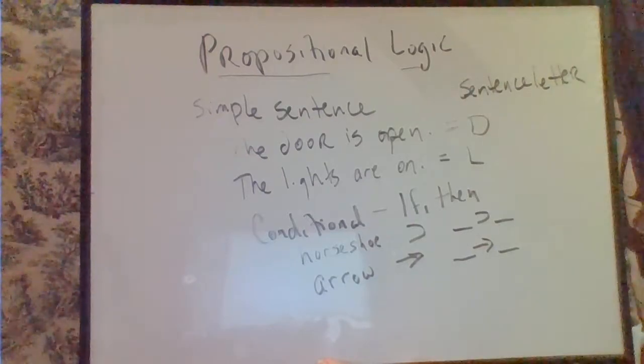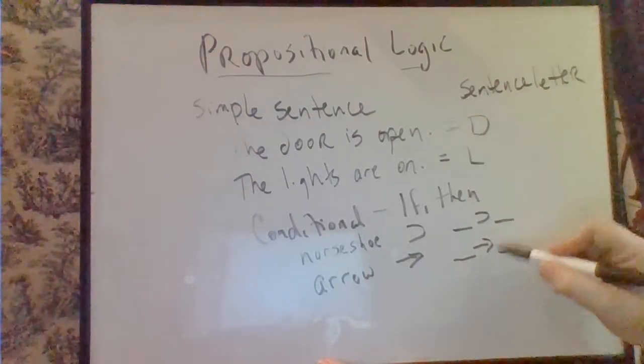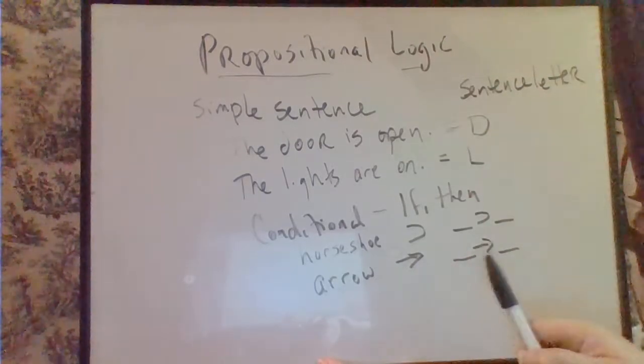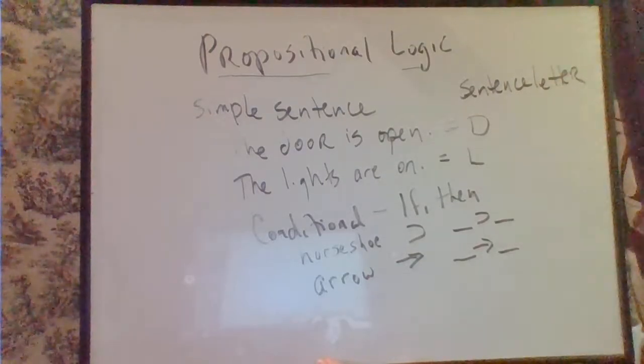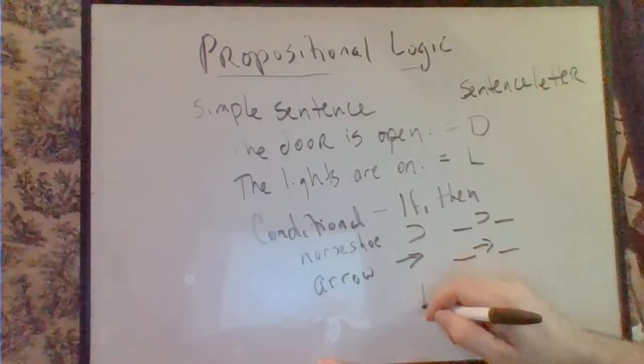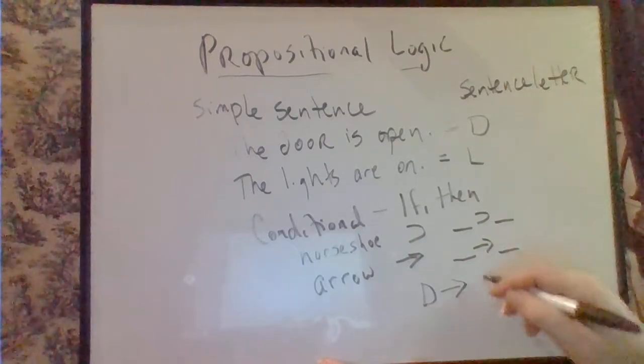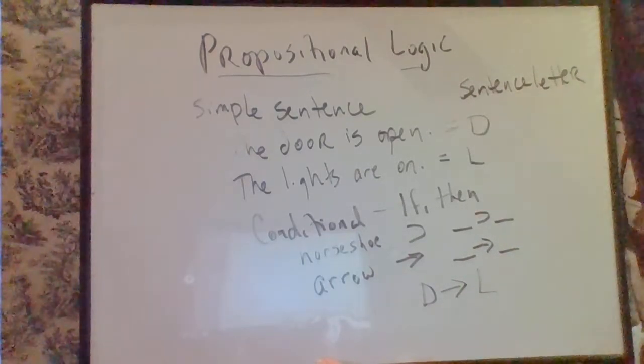The arrow can be made by dash dash right-facing caret. But anyway, that's the symbol for the arrow. But it's the same basic thing. So the antecedent before the arrow, the consequent after it. So if I wanted to say, if the door is open, then the lights are on. If the door is open, D, then the lights are on, L. Okay, so D arrow L or D horseshoe L, whichever one you choose to use. So that symbol is going to work for the conditional.